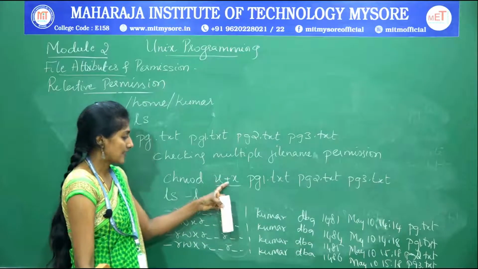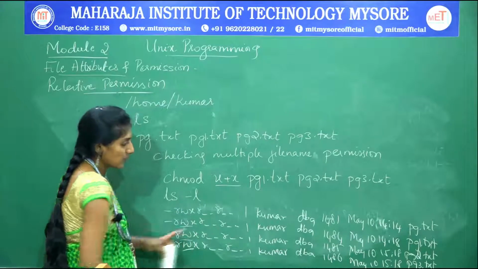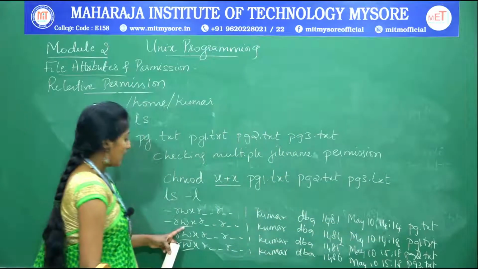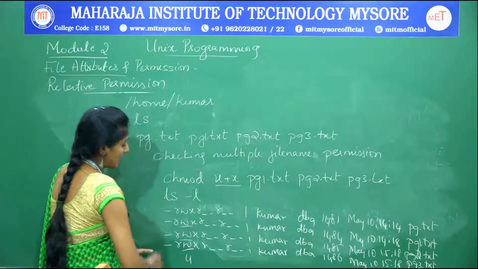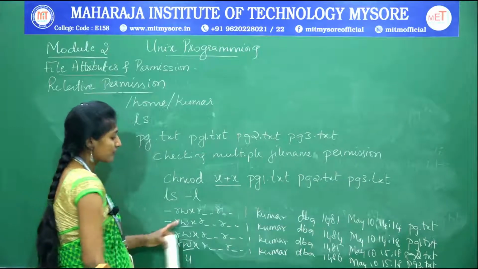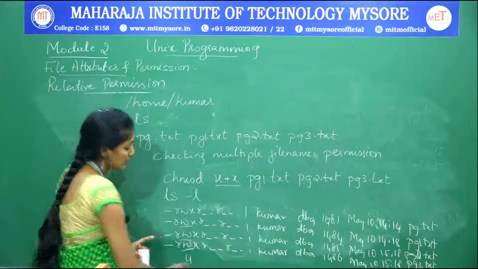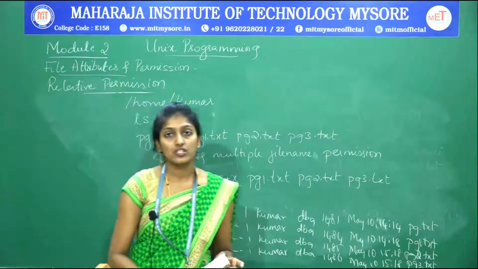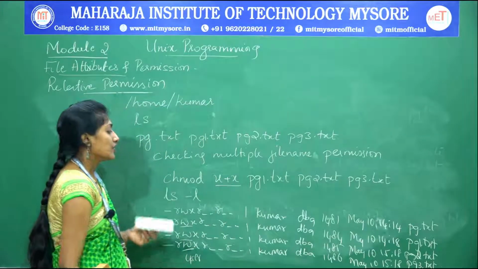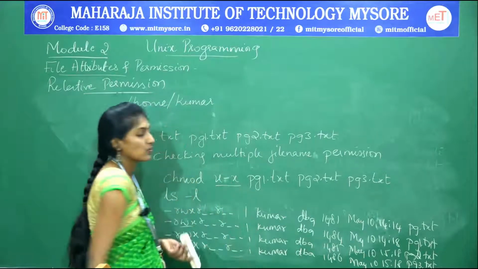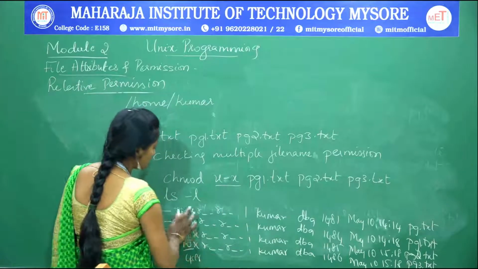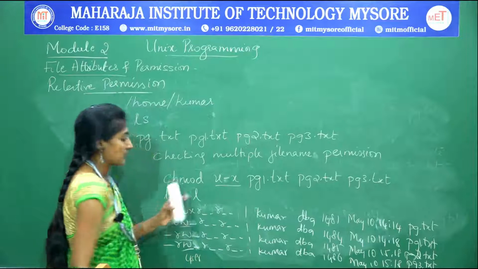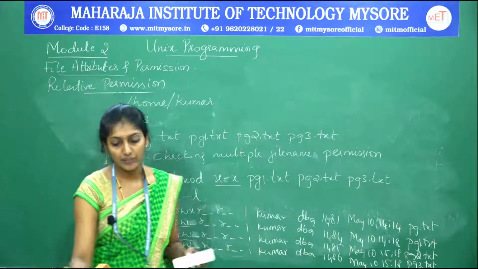Since here I have given u+x for user for all three files pg1, pg2 and pg3, execute permission has been assigned for the user category. Since it is an ordinary file, the starting letter for the file type is represented with a hyphen. So this represents the user or the owner. So this is about your relative permission mode. For removing, instead of plus you just give hyphen x. At that time it is going to remove the execute permission once you execute this.